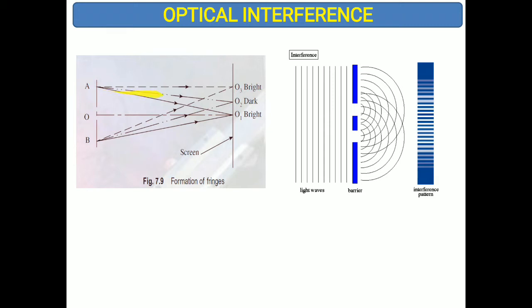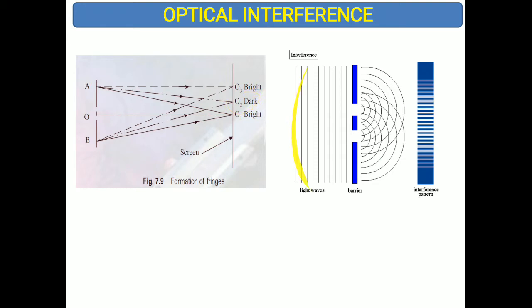When you keep the light sources, whatever light rays come from light source A and light source B, they will combine and form patterns or fringes on the screen. Because the light rays of both combine, they will form bands or fringes or patterns. Alternately, they will form bright and dark bands.